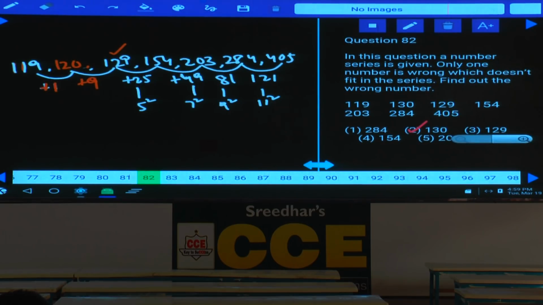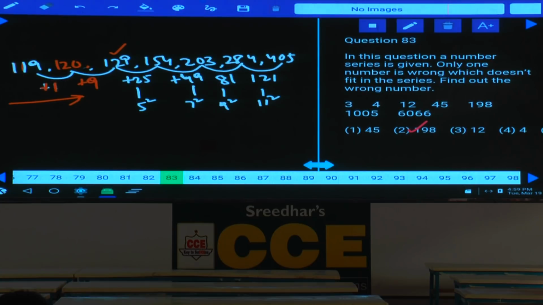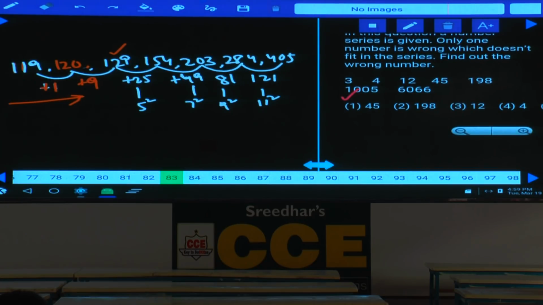Now here the differences between the numbers are squares of odd numbers. Plus 1 square, plus 3 square, plus 5 square, plus 7 square, plus 9 square are added. Done with this? Now this is about question number 82. Choice 2 is the answer, 130. Then 83. Now in this question number 83, if you see here, the number is starting with 3 and is ending with 6,000.